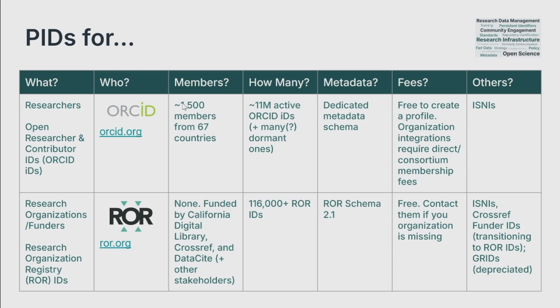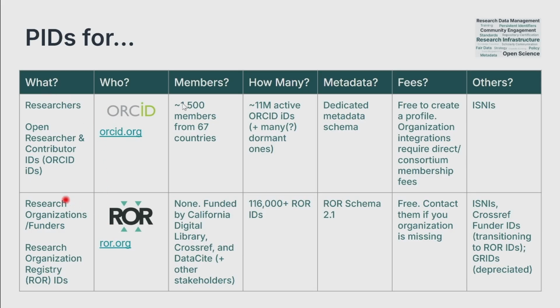But of course, the power of this really comes through the development of integrations by organizations that can write to ORCID records. And for that, you do need some sort of direct or consortium membership, and then there are fees involved. An alternative is ISNI. ISNI is the International Standard Name Identifier. It's an ISO standard for naming people and organizations.